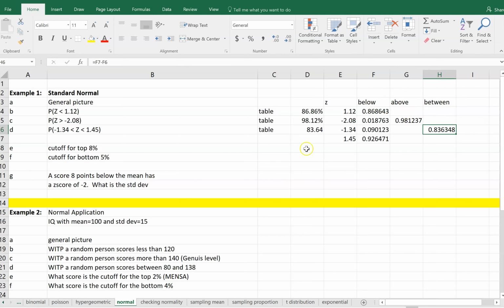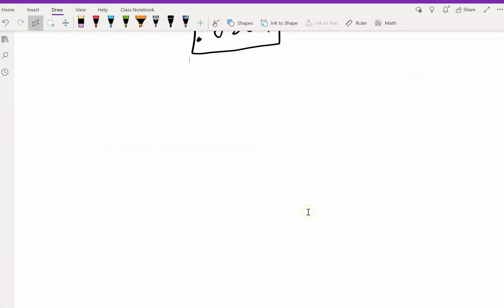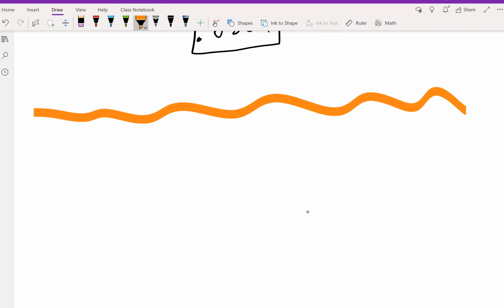Cool. Now, we can flip this on its side. We can actually go a different direction. We can actually go into the table and look out. That is, could you find the cutoff for the top 8%? What does that mean? Well, I like to draw a quick picture to think about that. Top 8%. So, what that means, I always start with a quick picture.